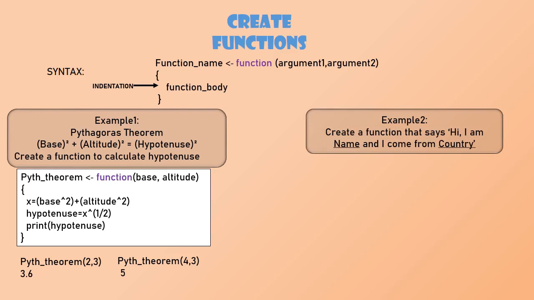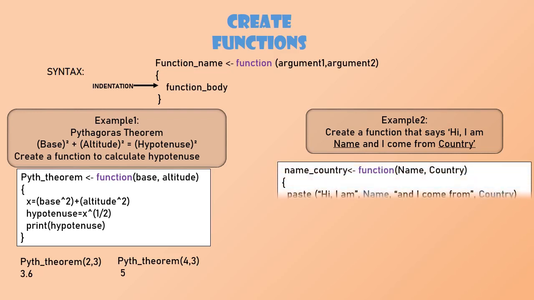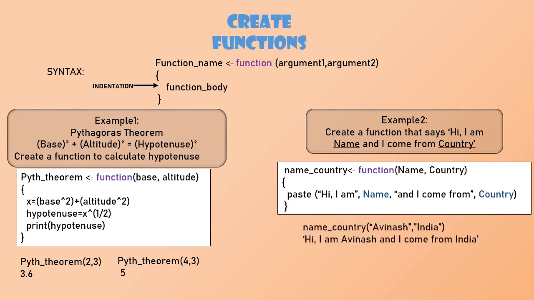Now let's go to another example where the function has to say "hi I am name and I come from country". Your name and country will differ in each case and we have to pass these arguments to the function. So we will write the following commands. Now when we mention our function name, name_country, and pass two arguments to it, it will paste them together. Adding arguments Avinash and India to our function will give "hi I am Avinash and I come from India", whereas adding arguments Walter and France will give "hi I am Walter and I come from France".